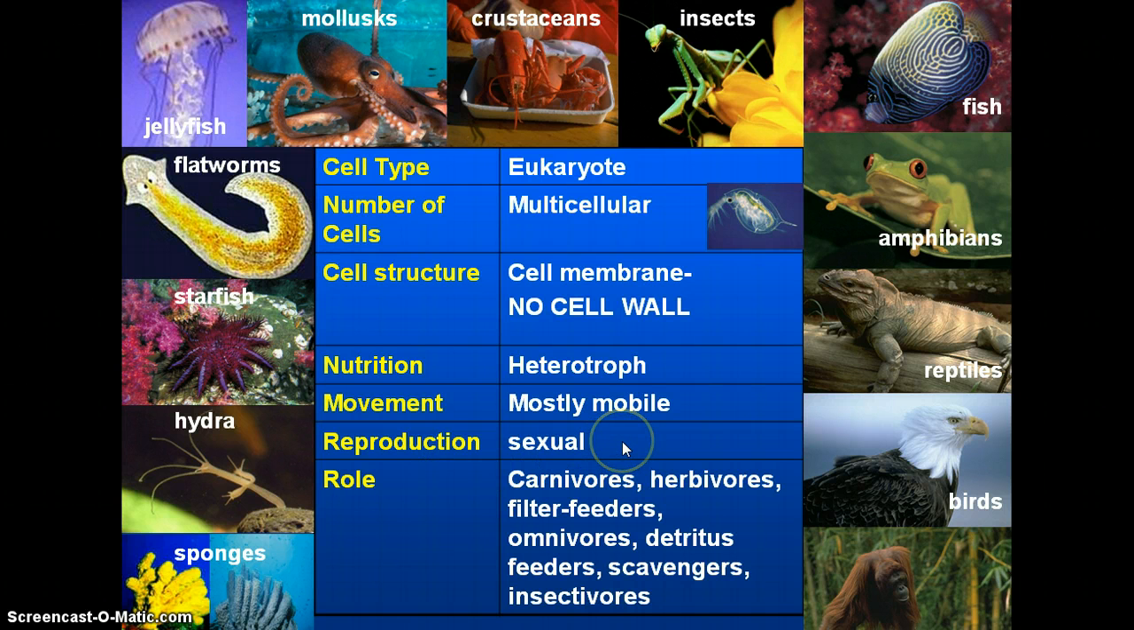We do reproduce sexually, and in our roles, we have carnivores, herbivores, filter feeders, which basically filter nutrients out of water that flows through them, detritus feeders, scavengers, and insectivores, and of course omnivores like us. We are the most complex kingdom. We do have organs and organ systems, where no other kingdom has that.